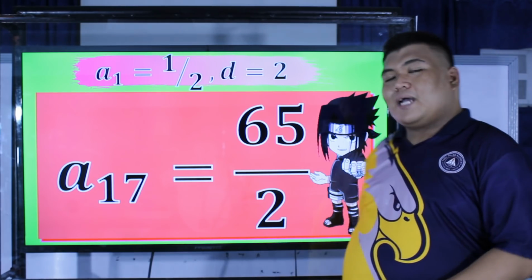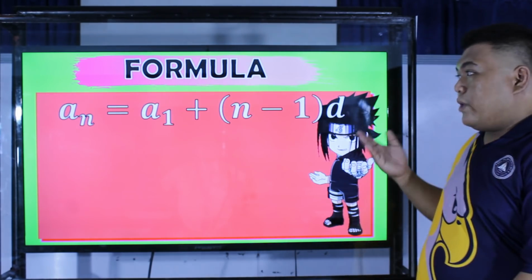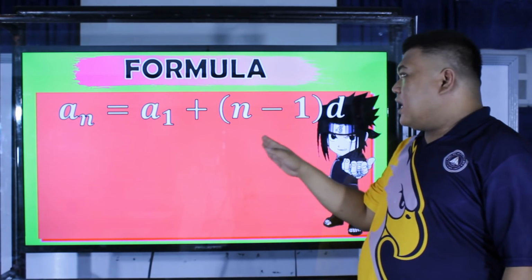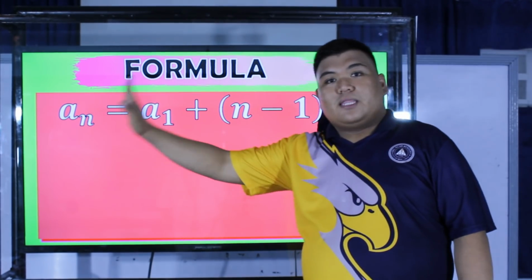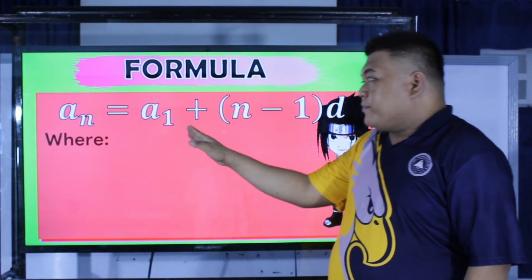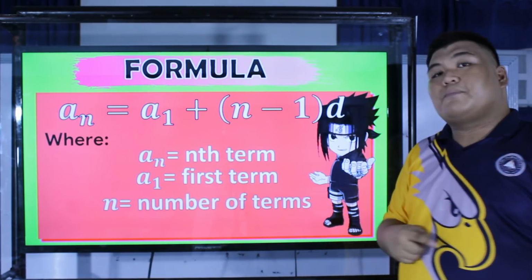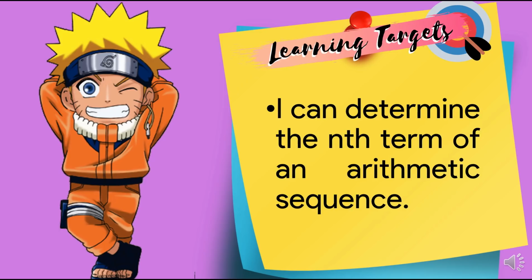So again, going back to our lesson, in finding the nth term of an arithmetic sequence, we have the formula a sub n is equal to a sub 1 plus n minus 1 times the common difference. Again, a sub n is the nth term, a sub 1 is the first term of the sequence, n is the number of terms, and letter d is the common difference.